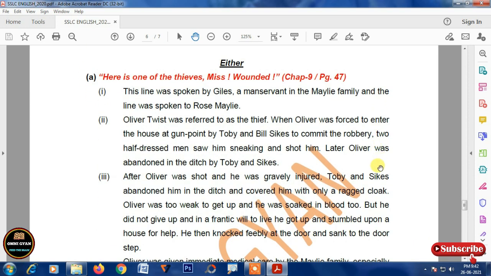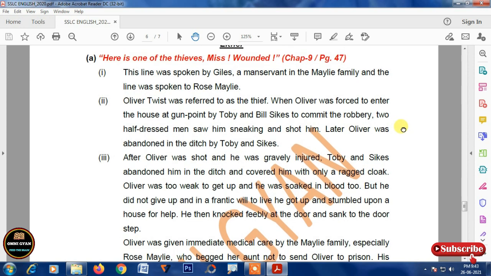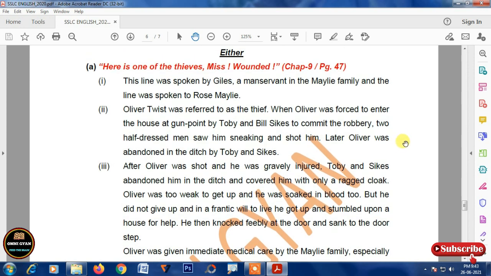This is the last section from Oliver Twist. So again here you are supposed to write any one. I have not solved the choose the correct answer. I told you I'll make another video on that. So here is one of the thieves, Miss Wounded. This is from chapter 9, page 47. For your convenience, I have written the chapter and the page also. You just have to find out the lines. And that is not possible for me to do. And you must do book reading, okay?